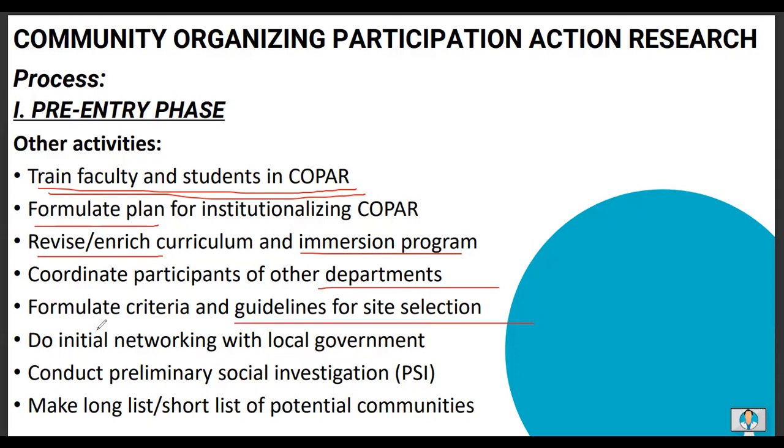And then, formulate criteria and guidelines for site selection. Ito yung napili po namin kasi they are not just 100 to 200 families in the community. They are part of the DDU. They are part of, hindi sila nakapag-utilize ng mga resources and etc. Do initial networking with local government. Kailangan kasi meron pa rin kayong communication with the municipality and then conduct preliminary social investigation or the PSI, preliminary social investigation, di ba yung SI kanina? And make long list or short list of potential communities.